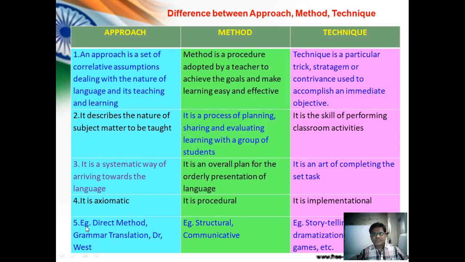And fifth point, for example, direct method, grammar translation method. See, in this one, structural and communicative approach are the parts of approach, and methods are direct method, grammar translation method, Dr. West method. Actually it was written in the wrong way. It should be here and this should be here. And in techniques, which techniques? For example, storytelling is a technique, dramatization, the language games, etc. are the techniques of teaching.